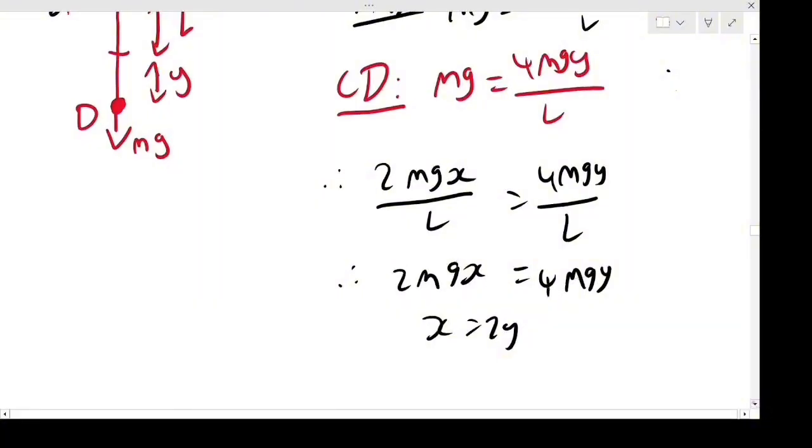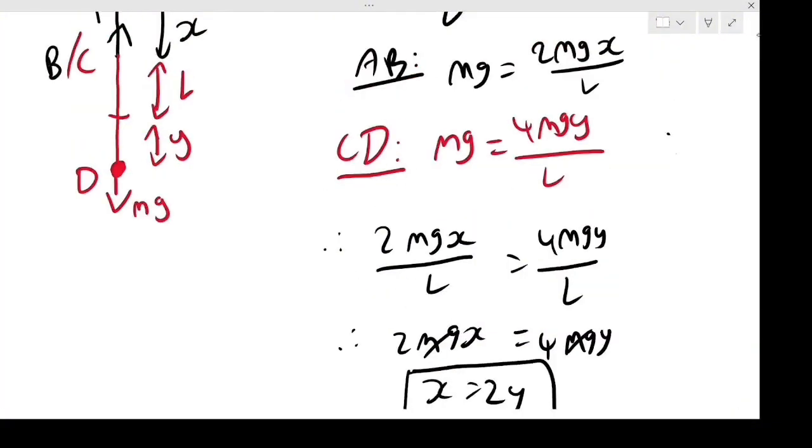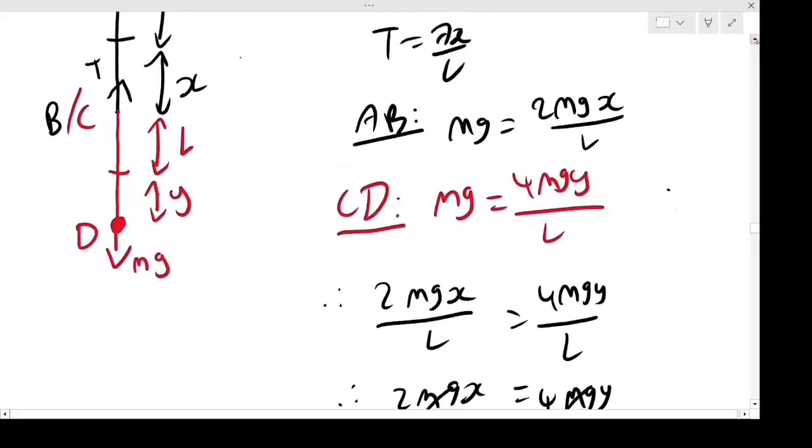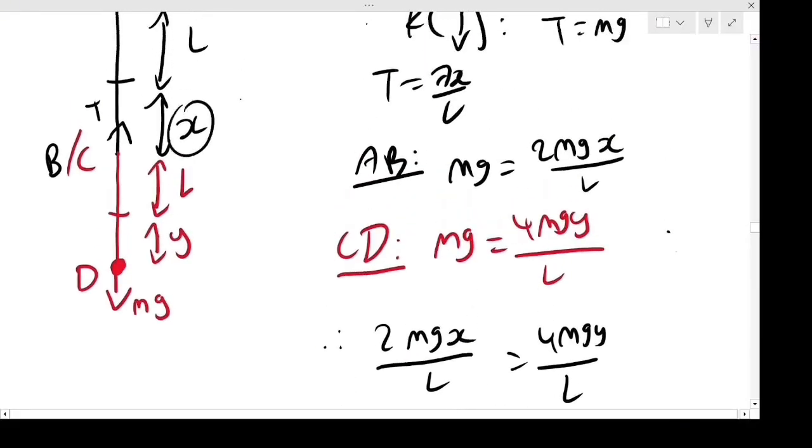Okay. I can cancel the mg's. So 2x is 4y. So then x is 2y, if I just break it down there. So there we are. That means if x is 2y, we can say x here is, well, 2y, right?